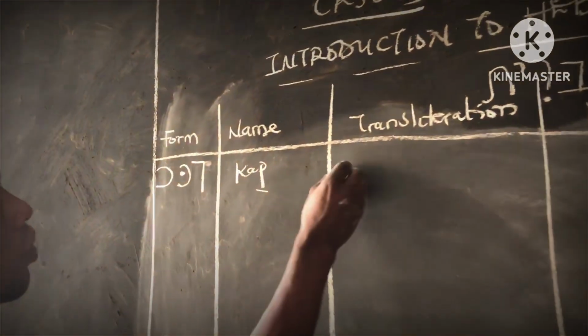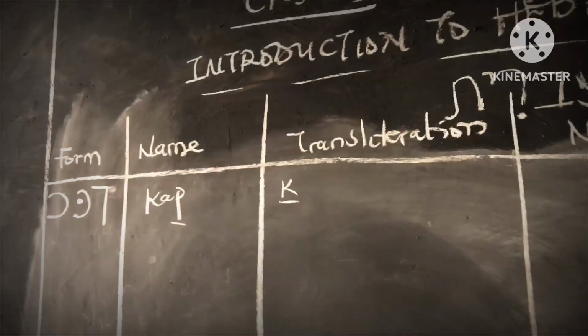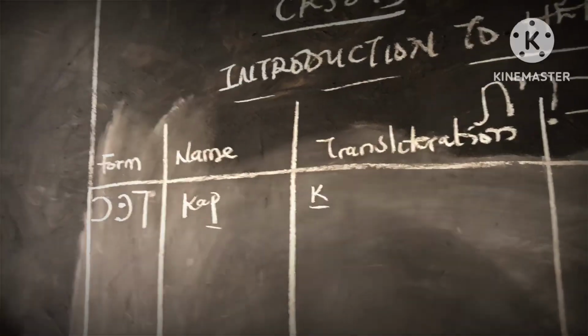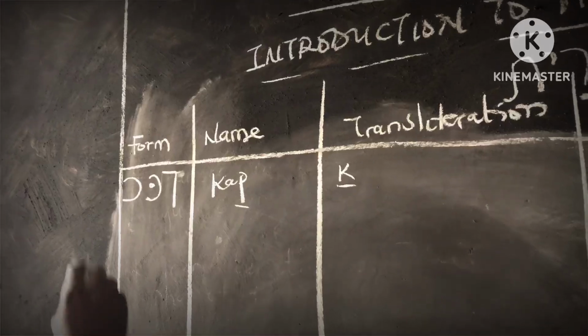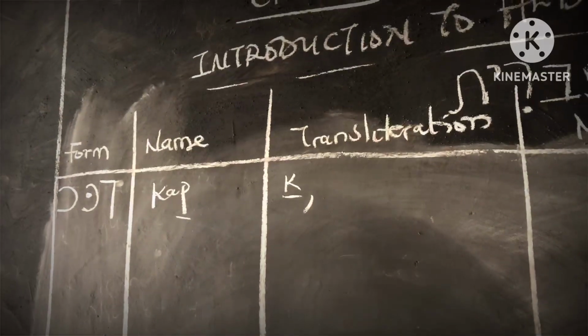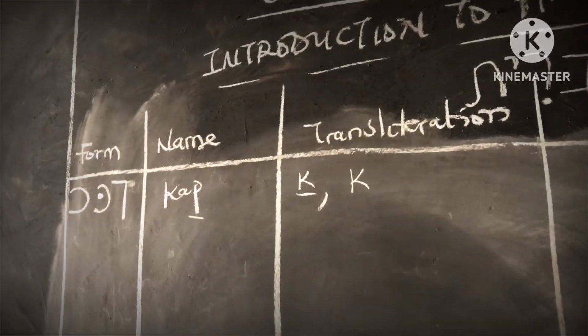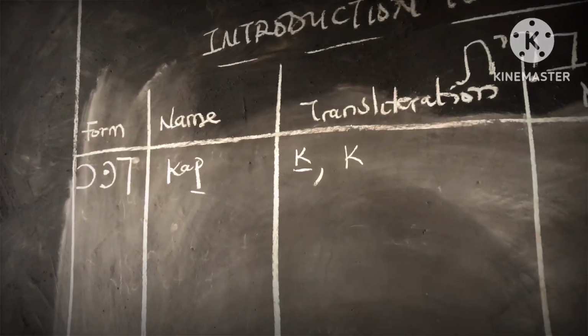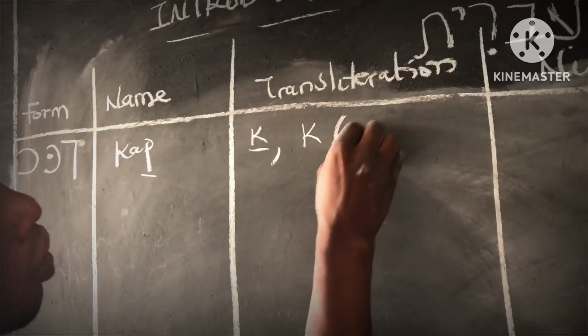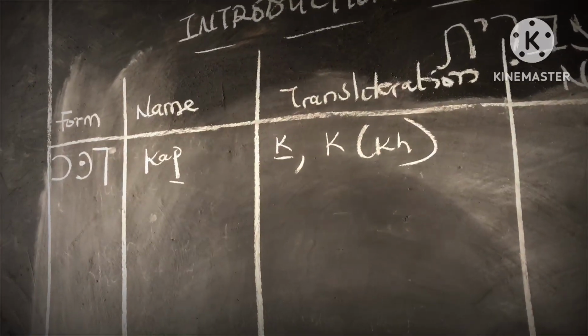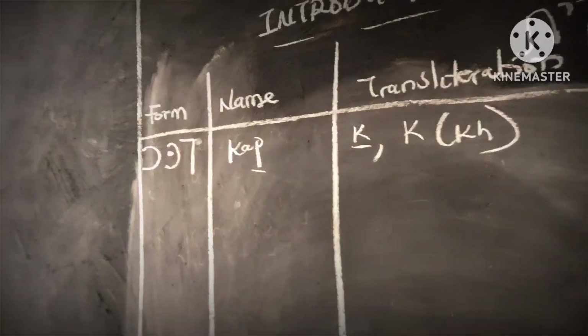Then it is transliterated as this. Let's take the first one. The first one is this without dagesh, and the second one is K, the dagesh form, or KH. So this is simply telling you that this is very hard.